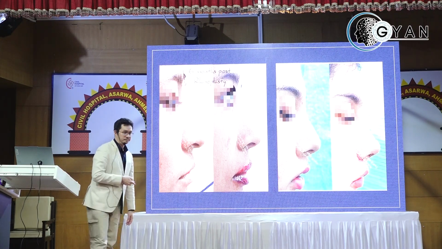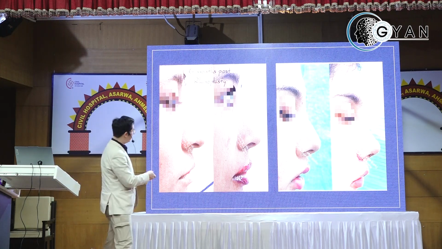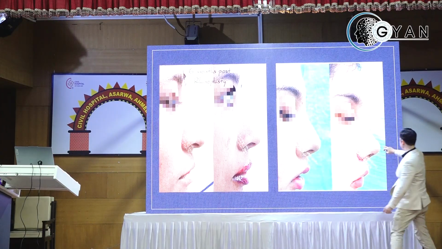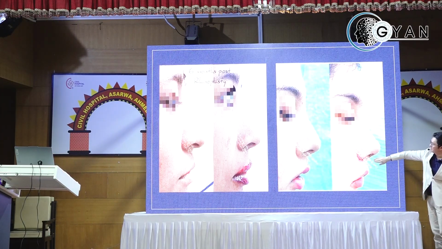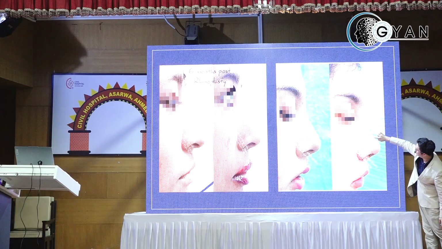Explain the supratip break exactly. So supratip breakpoint, I think I'll have to come here. You see, this is the nose tip, your columella, your subnasal. The point where the dorsal meets the curve here, at the tip, is the point. So this is your supratip breakpoint.